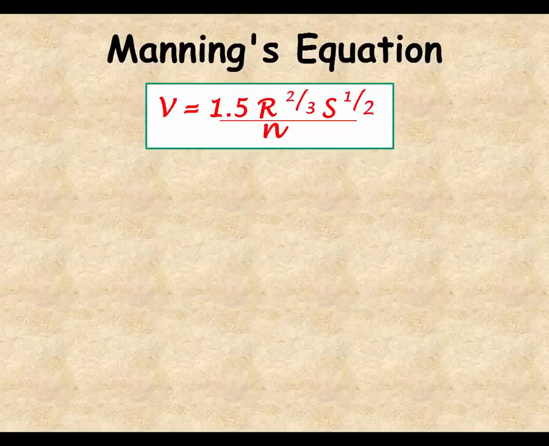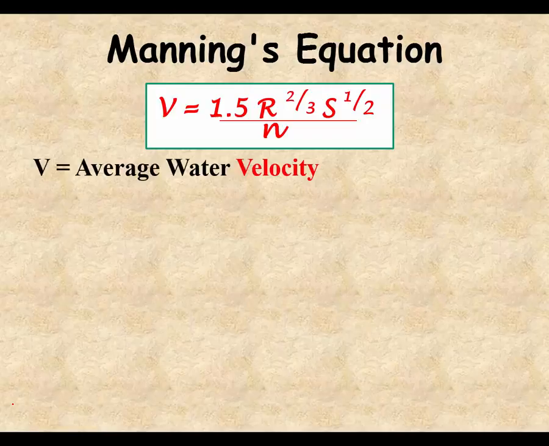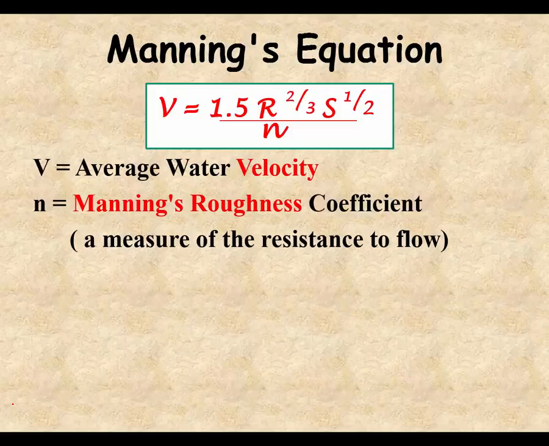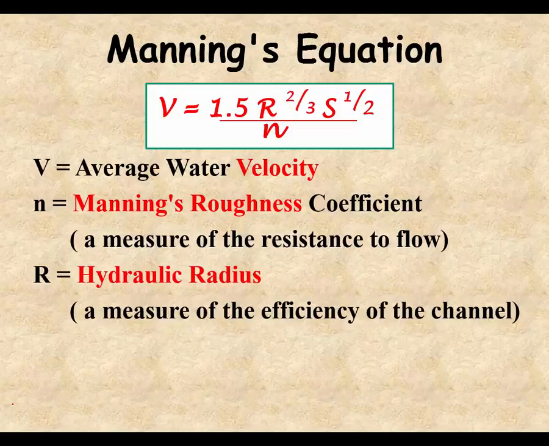The Manning's equation is one that allows us to calculate the velocity of flow in a channel based on the channel characteristics. And I mentioned last time that the channel efficiency and the slope of the river tended to increase velocity, and the resistance to flow tended to reduce it. These are basically the variables that go into determining the average velocity of a river flow. And the resistance to flow is what we refer to as Manning's roughness, or roughness coefficient. And I'll give an example of that in a moment.